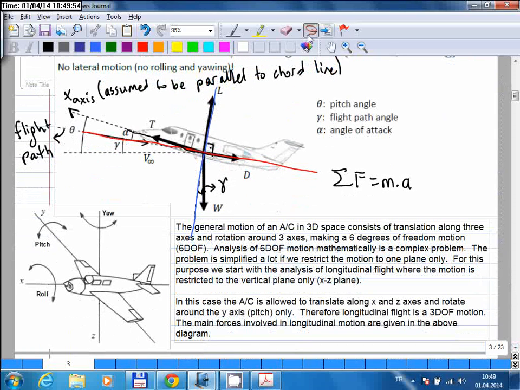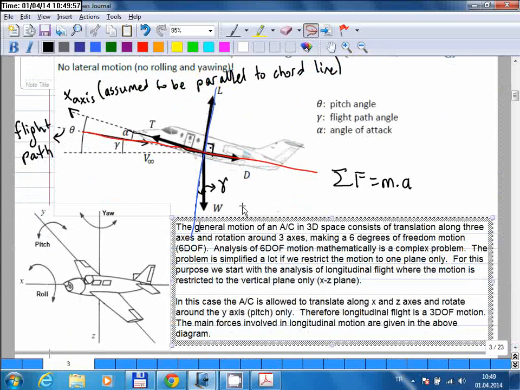Okay, so let me just start by reading from here. The general motion of an aircraft in three-dimensional space consists of translation along three axes and rotation around three axes, making a total of 6 degrees of freedom. Analysis of 6 degrees of freedom motion mathematically is a complex problem. The problem is simplified a lot if you restrict the motion to one plane only. For this purpose, we start with the analysis of longitudinal flight, where the motion is restricted to the vertical plane only. So we talked about longitudinal flight earlier.